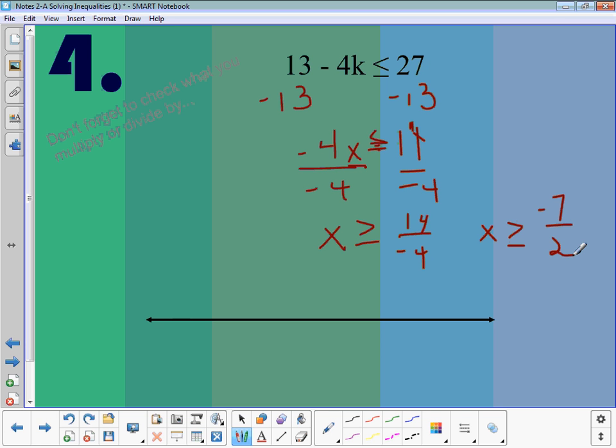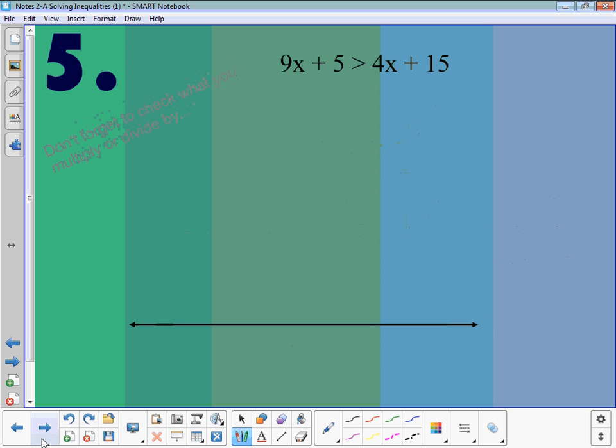So let's go ahead and plot this on the graph. I'm going to write this as negative 7 over 2. Okay, and now I use a solid circle because of that or equal to factor. So I want you to determine right now if the arrow should go left or right. Go ahead and finish that up for me on number 4. All right. Next, let's take a look at number 5.